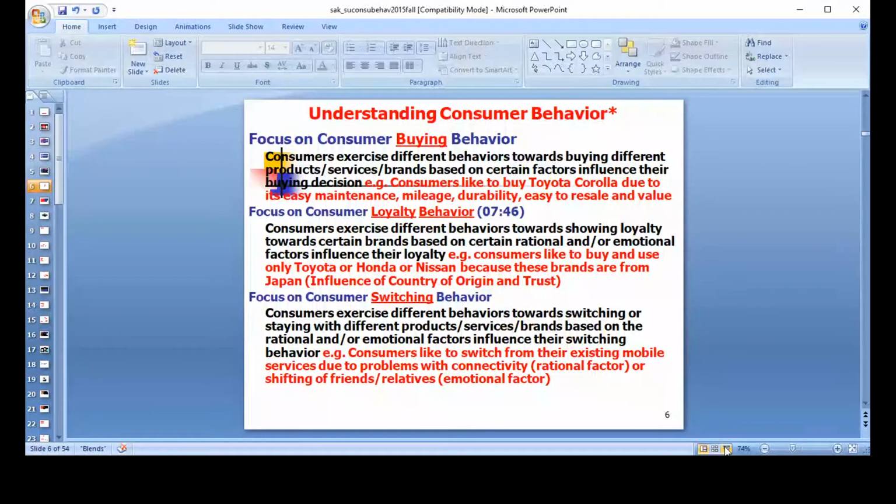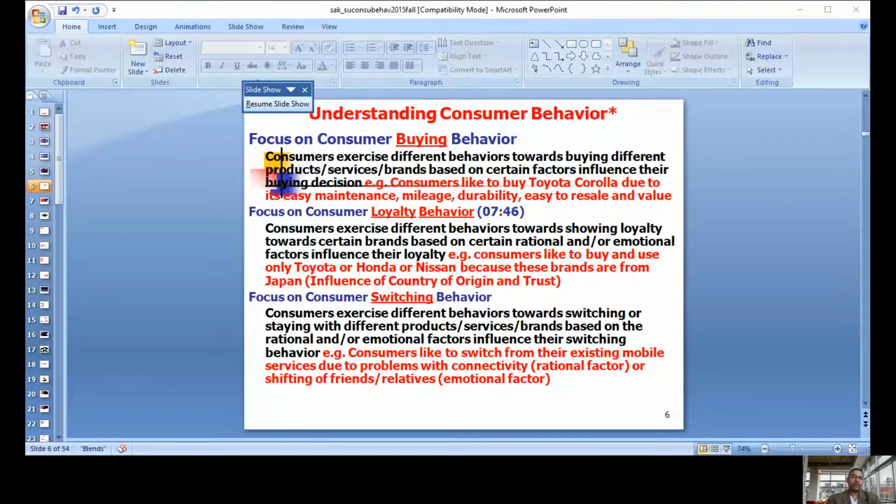If you see this slide here, it shows very clearly the type of behavior consumers exercise when they're going for buying a product or services, which are very evident about the kind of aspects which they focus on while they are buying a product, or when they keep on going for the same brand, the same store. So what influences the consumer to go for it? And the third thing is also we talk about switching behavior.